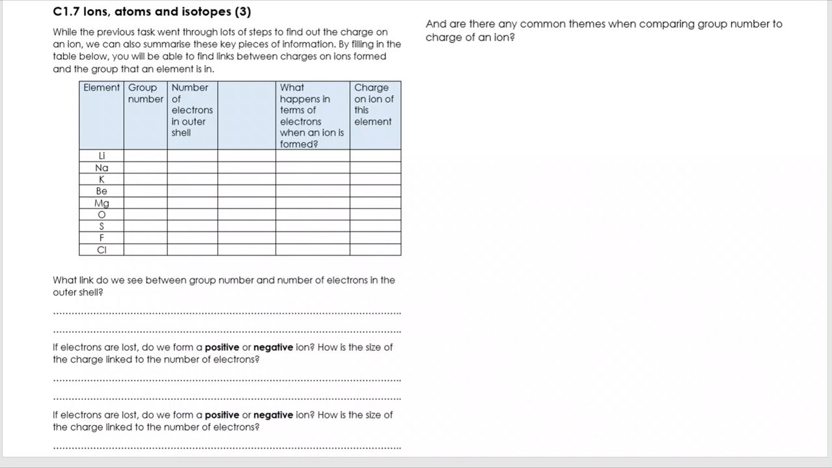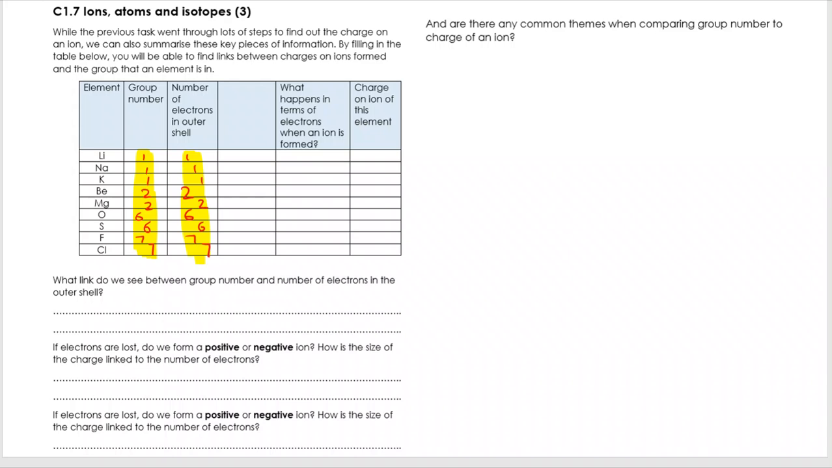So the group number is found on the periodic table. Group 1 is lithium, sodium, potassium, etc. Beryllium and magnesium are in group 2. Oxygen and sulfur, group 6. Fluorine and chlorine, group 7. What's really important here is to make the link between this column and the next column, the number of electrons in the outer shell. They are the same.